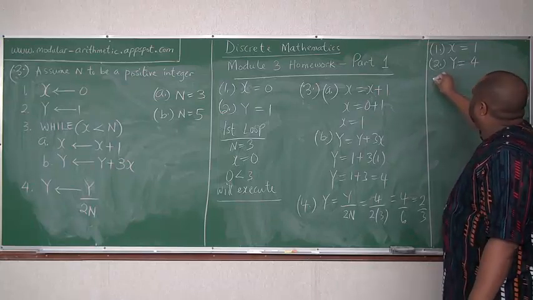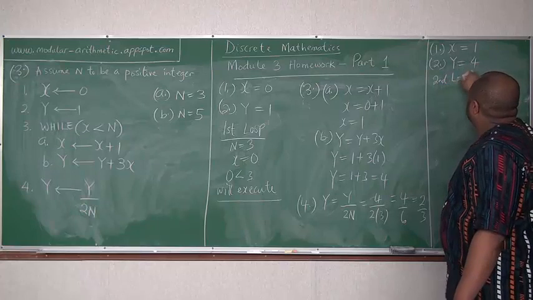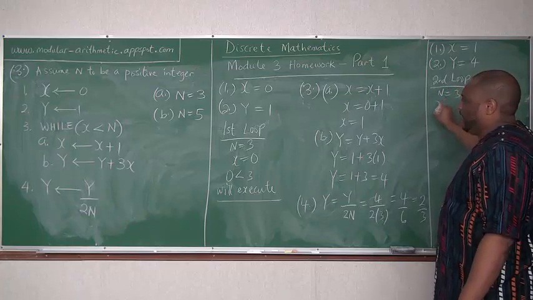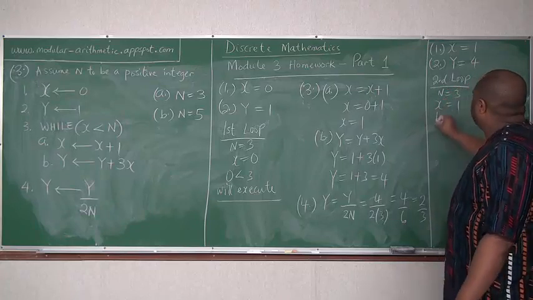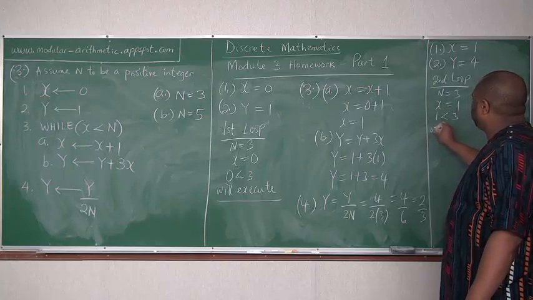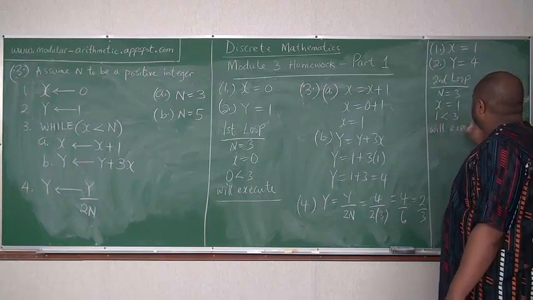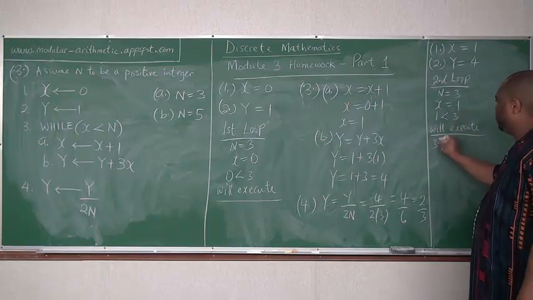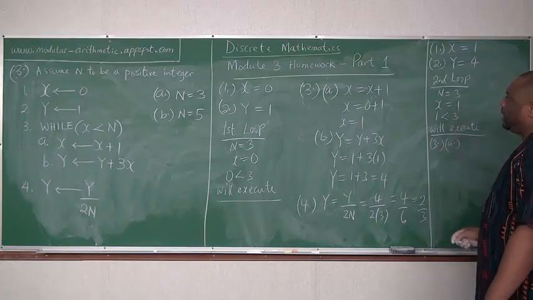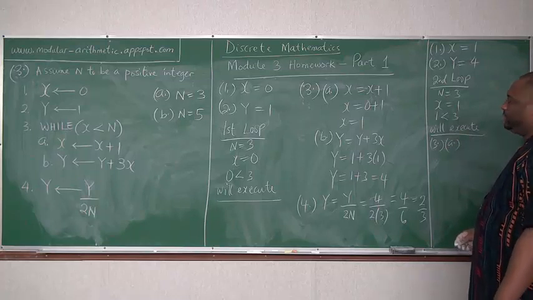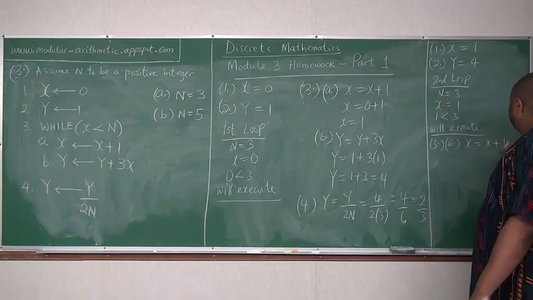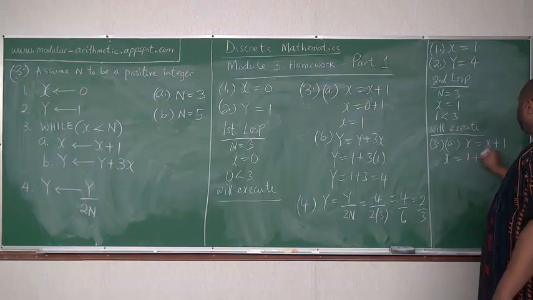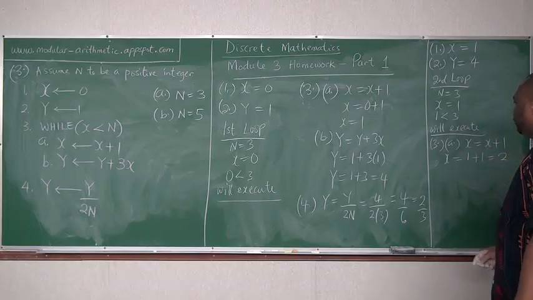Then we look at the second loop. Our n is still 3. Our x in this case is 1. 1 is less than 3, so it will execute. And when it does that, we have that our x is x plus 1. So our x will be 1 plus 1, which is 2. Our x is 2.